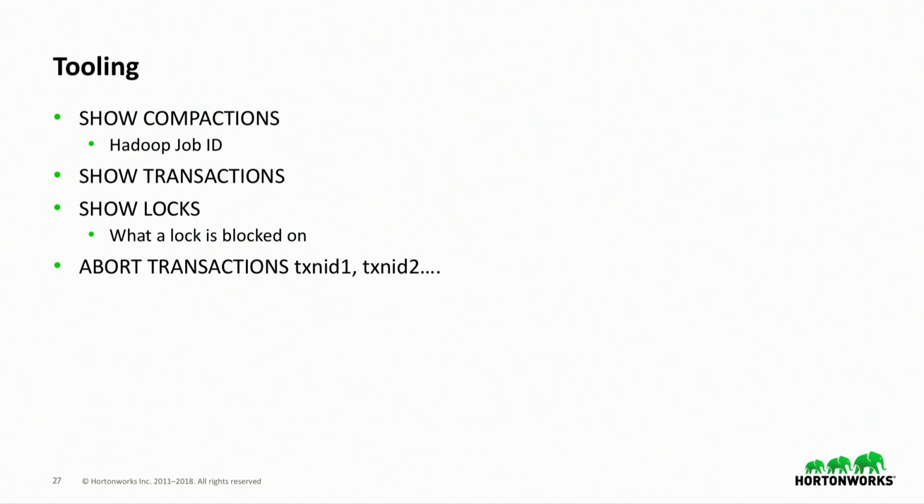Now, how do you get visibility into what the system is doing? There are several show commands, which are more or less self-explanatory. A couple of things to point out. Show compactions: since, as I said, the compactor is a MapReduce job, this will let you find out the Hadoop job ID of the job that's running it, so you can go to the Hadoop tools to get more information on it if necessary. If somebody's complaining that a query is stuck, show locks may be useful to see if it's actually waiting on a lock. It'll tell you what the lock is waiting for, if there is some runaway transaction or something. And abort transaction allows you to kill a transaction if necessary.